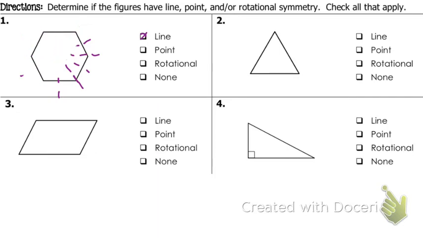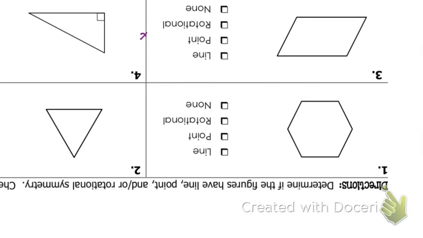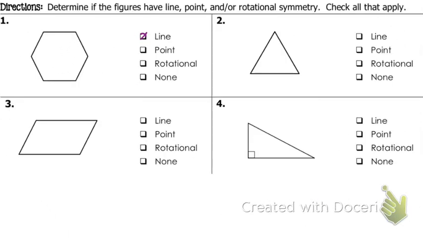Does this have point symmetry? Could we turn it upside down? Go ahead and try turning it upside down. Yes, it works. Okay, is it the same if we turn it upside down? Yes, it is. That means it has point symmetry, and it automatically does have rotational, because if it can rotate 180 degrees, that means it can rotate less than 360, because 180 is less than 360.